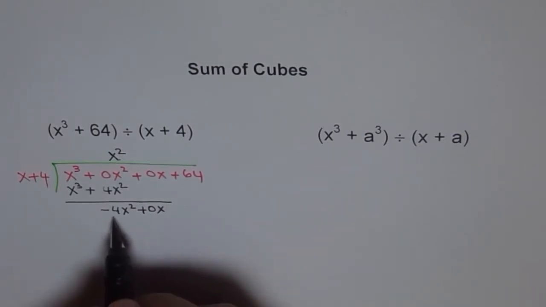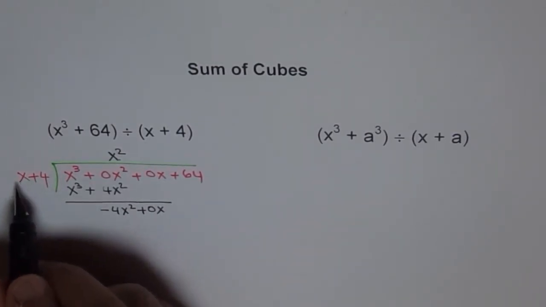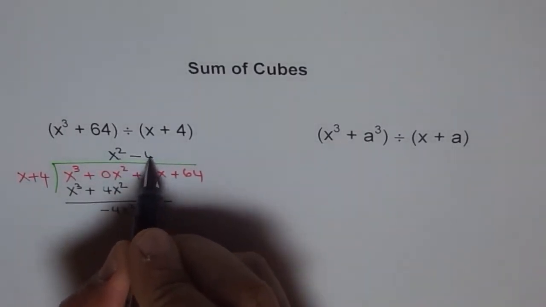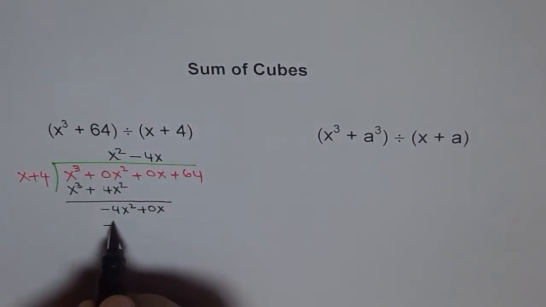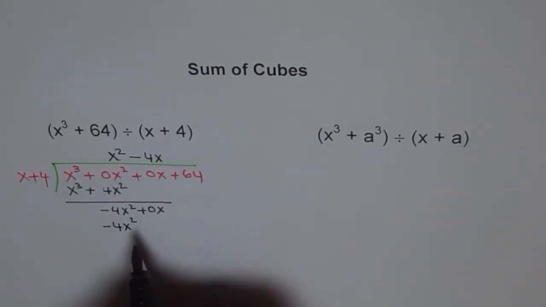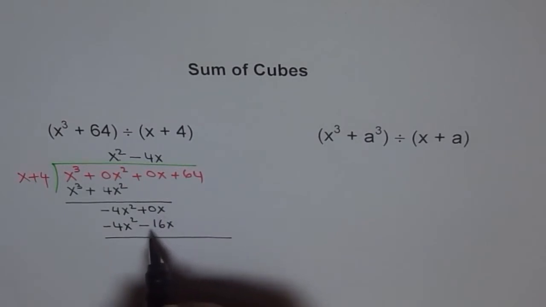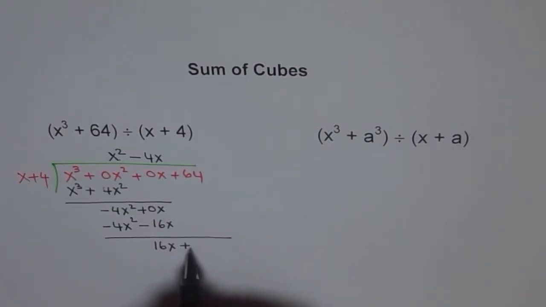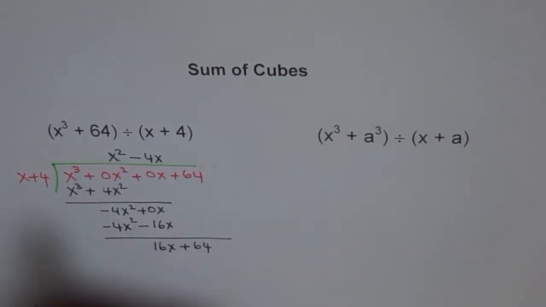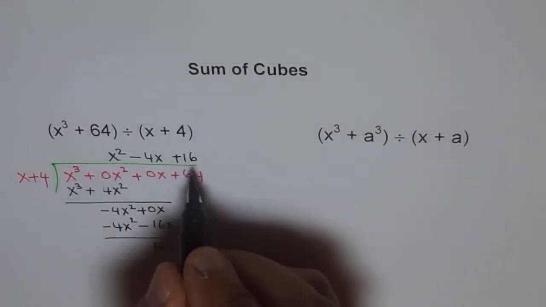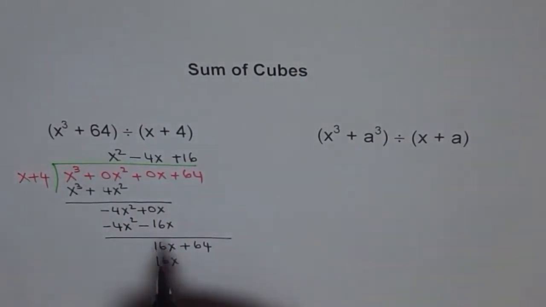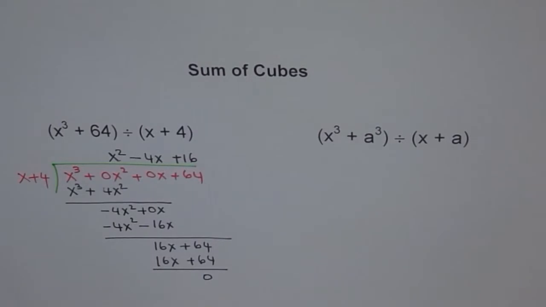Now here it is minus 4x square. So we'll multiply this by minus 4x. So when you do that, you get minus 4x square, and minus times plus is minus, and 4 times 4 is 16. Okay, so when you multiply, take away, then you get plus 16x here, bring down 64. Now, you should multiply by 16, so write plus 16 here. 16 times x is 16x. 16 times 4 is 64. When you take away, you get 0 remainder.